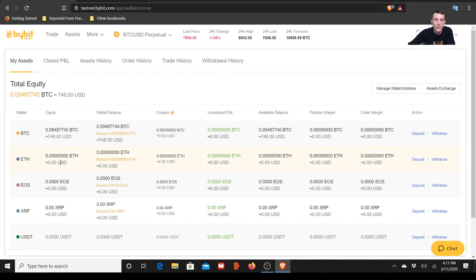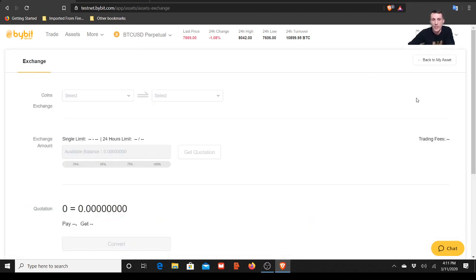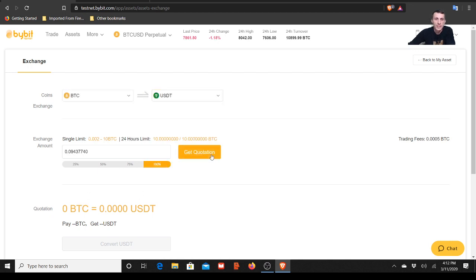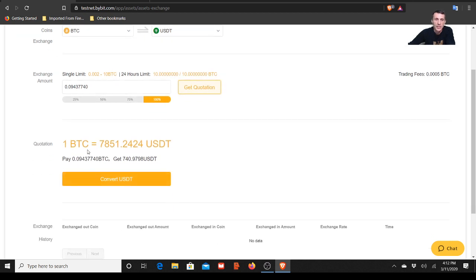But if you only have Bitcoin, but you want to jump to any of these other coins, you can just hit the asset exchange button and go in and say, okay, I'll take Bitcoin and I want to jump out into Tether and I want to go 100% of my balance, get quote, and then down here it'll show you what you are getting. You're going to pay 0.94 Bitcoin, you're going to get $740.